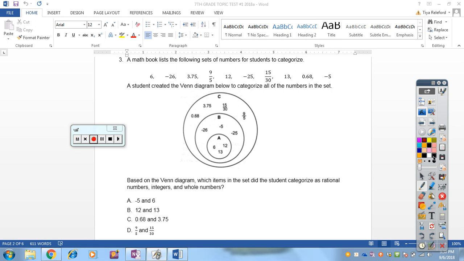Okay, number 3 was a question that we did not talk about this year. This was old throwback stuff from 6th grade. So maybe you remember, maybe you don't. I wouldn't be too sad either way. You're going to be fine.